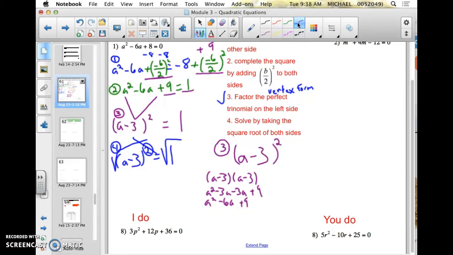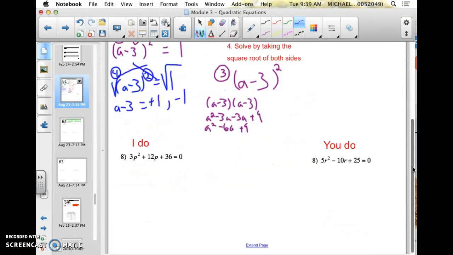So I'm left with a minus 3 on the left-hand side equals, when I take the square root, the action of taking the square root of a number means that I have the positive version of the answer and the negative version of the answer. So now I have the square root of 1 is positive 1 and negative 1. If you notice now, all I have to do to solve for a, to finalize everything, is to add 3 to both sides.